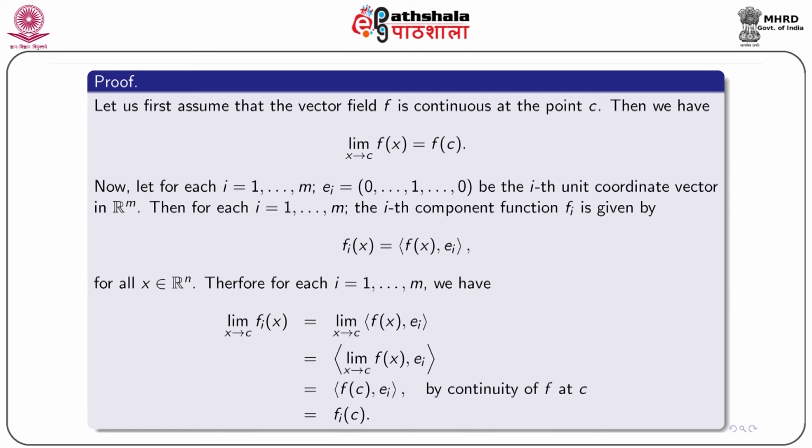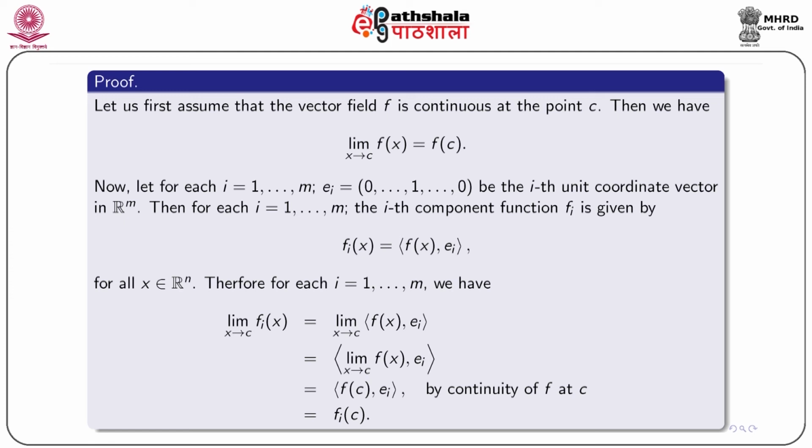We give the proof. We first assume that the vector field f is continuous at this point C. Then we have limit as x extends to C of f(x) equal to f(c). Now, for each i running from 1 to m, let ei denote the ith unit coordinate vector in R^m. Then for each i, the component function fi can be expressed as fi(x) equal to inner product of f(x) and ei for each x in R^n.